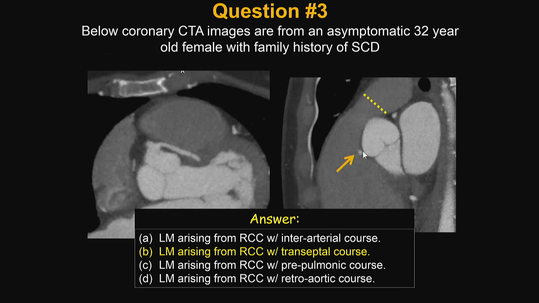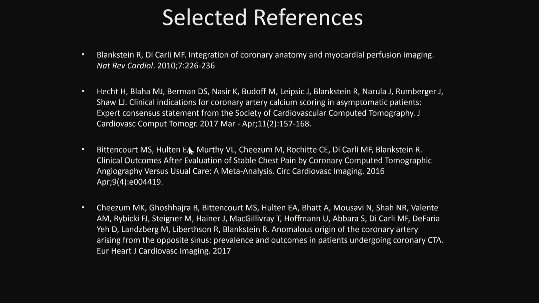What we can see here is that this anomalous left main course is well below the pulmonic valve, and I put here using this yellow line where the pulmonic valve typically would be. So this is below the pulmonic valve here, and this is a transseptal course where the left main course is between the right ventricular outflow tract and the left ventricle. And while this is important to recognize, this is likely a lower risk variant than patients that have a true interarterial course.